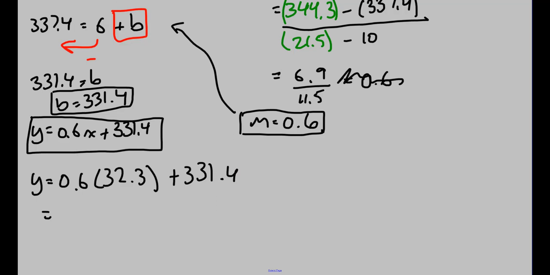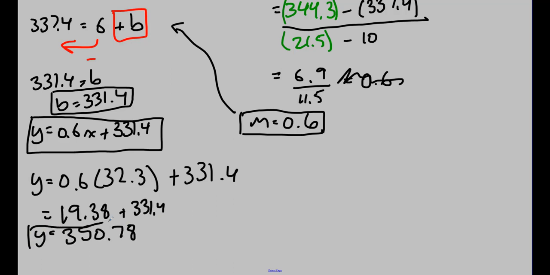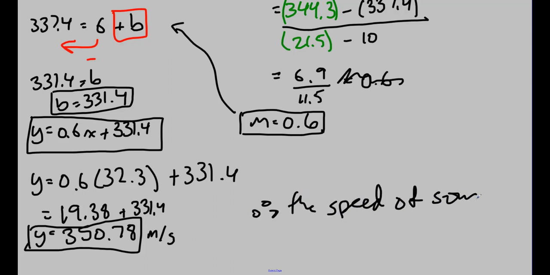So, trusty dusty calculator. So this one should have been 19.38 plus 331.4, and that adds up to 350.78 as my y value. And because it's a word problem, I need to put my therefore statements in units. So this is speed, so it's meters per second. So therefore, the speed of sound will be 350.78 meters per second. And that was the word problem.